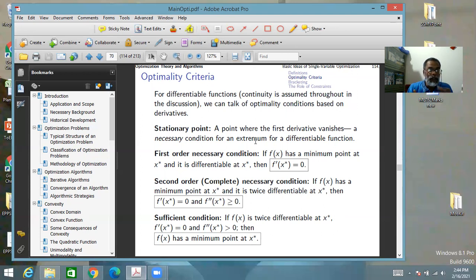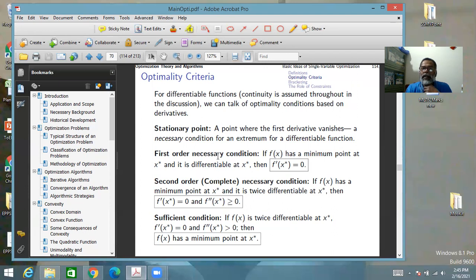If the function is differentiable, then at an extremum point, at a minimum or maximum, this has to be satisfied. So an extremum point of a differentiable function has to be a stationary point. If it is not differentiable, then it need not be. So based on that, you get the first order necessary condition: if f(x) has a minimum point at x star and it is differentiable, then the derivative is 0 at that point.